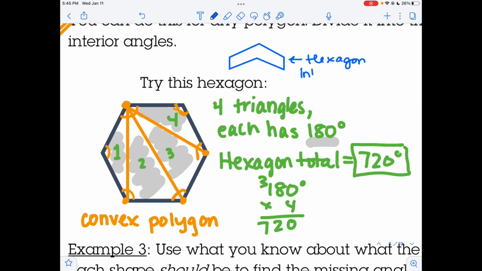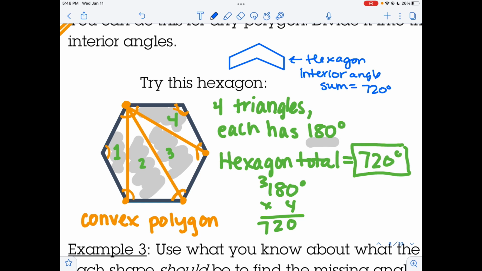So its interior angle sum would be 720 degrees also, even though it looks so different than the hexagon we originally tried it on. So I'm not asking you guys to memorize all those numbers. Like, I don't need you to memorize that a square or a quadrilateral has 360 degrees inside of it. I don't need you to memorize that a hexagon has 720.